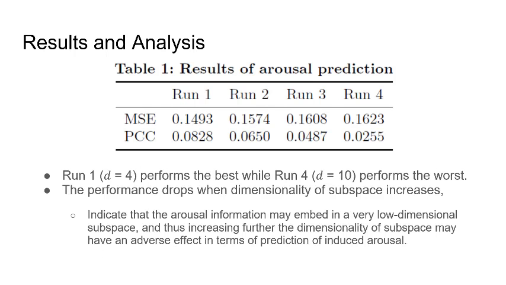Here is the result. First of all, we show the result of arousal prediction in table 1. We find that the run 1 performs the best, while run 4 performs the worst. And moreover, the performance drops when the dimensionality of subspace increases, which indicates that the arousal information may be embedded in a very low-dimensional subspace, and thus increasing the dimensionality of subspace may have a negative effect in terms of prediction of the induced arousal.